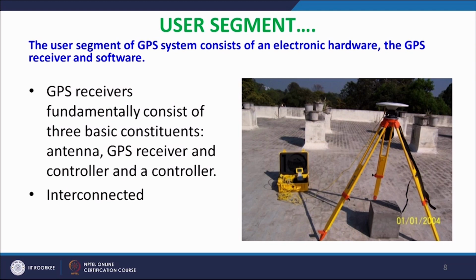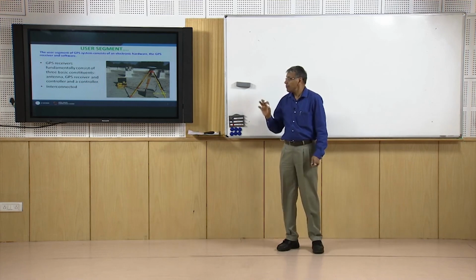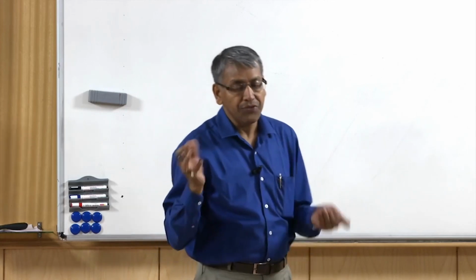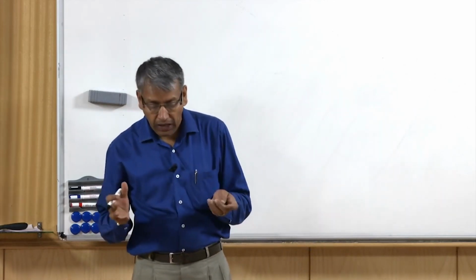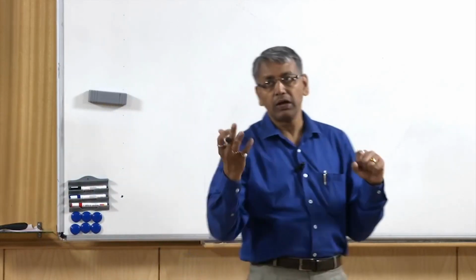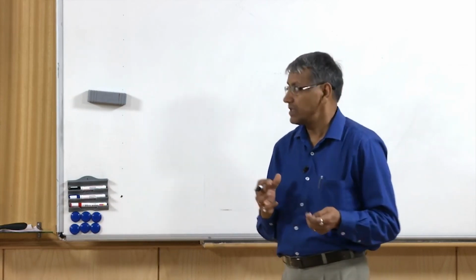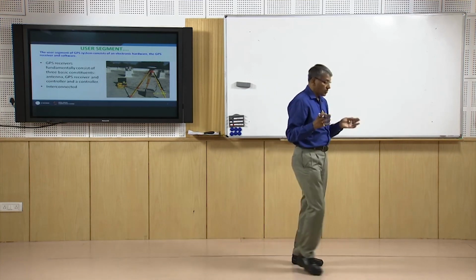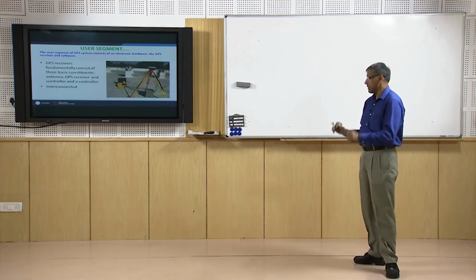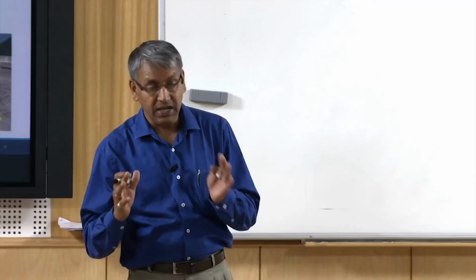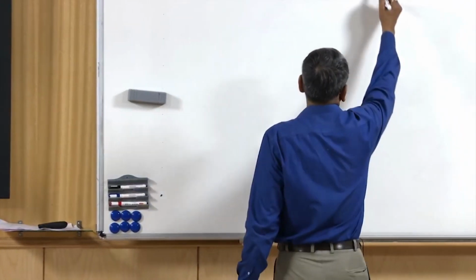Next, it is the user segment. As a user, this is the most important for us, because for neither the space segment nor the control segment can we do any direct interaction. From the space segment we can only receive the GPS signal, that is all about the space segment. We have no control over the functioning of the control segment or space segment. We have control in the user segment. Now what is the user segment?